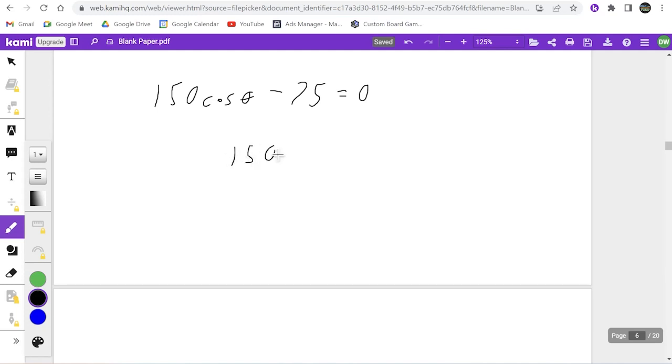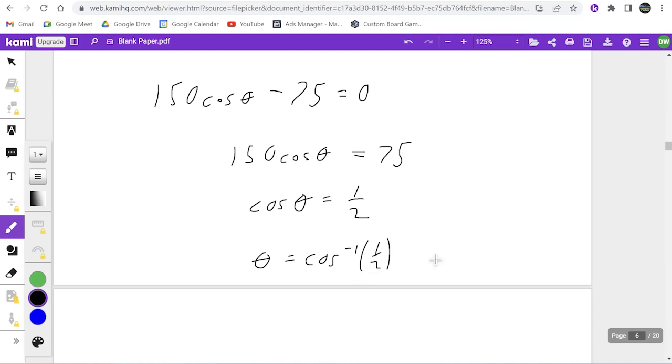So add 75 to both sides. Then divide both sides by 150. 75 divided by 150, that's just going to be 1/2. And then you take the arc cosine of 1/2, which means we get a final answer. If your calculator is in degrees, you'll get 60 degrees, and that must be the angle that they're pulling at. Any questions for number 4?